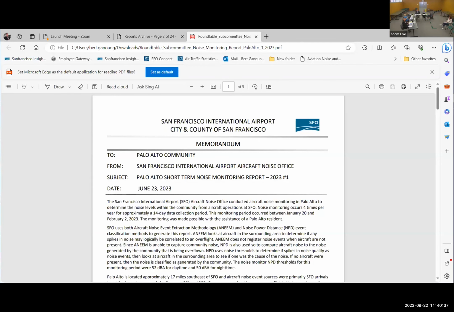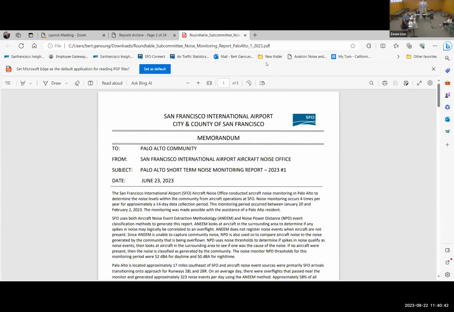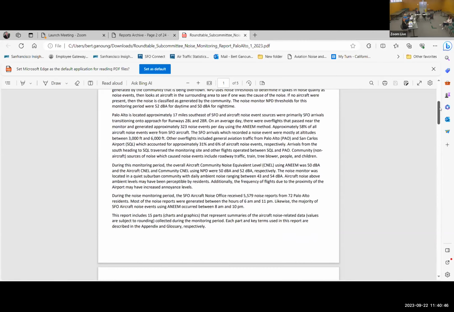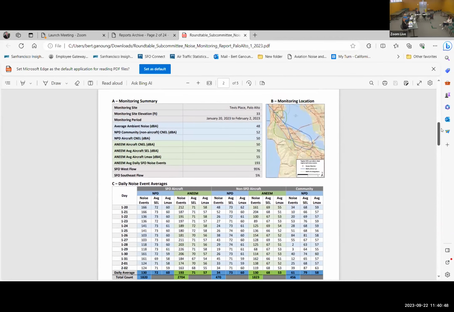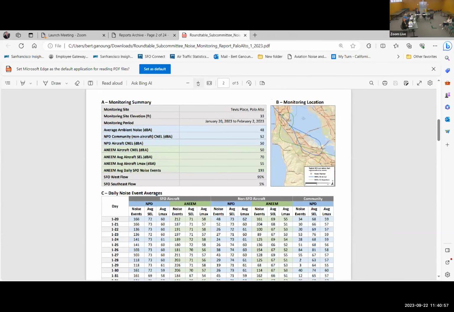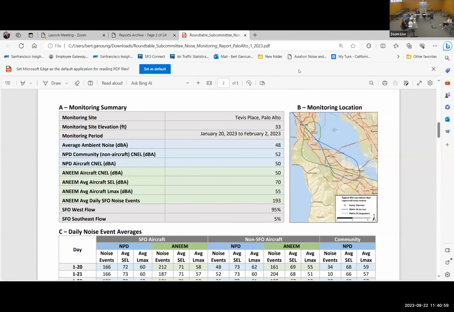There we go. We have a report. So, you can see here, would you like me to enlarge it a bit? Yes, please. Does that work? Yes. Good. So, you can see here, we have our NPD numbers in the blue.